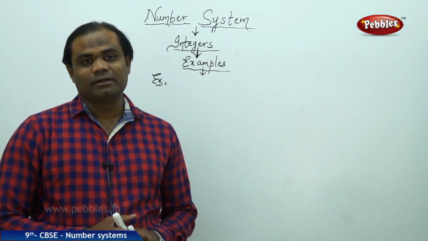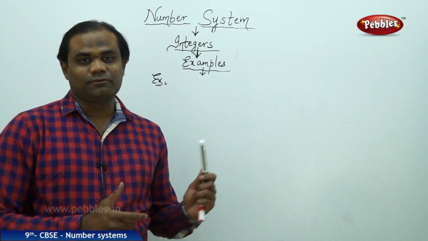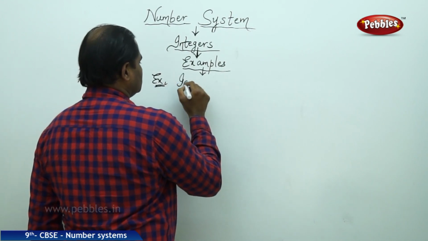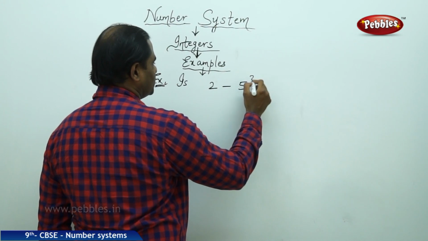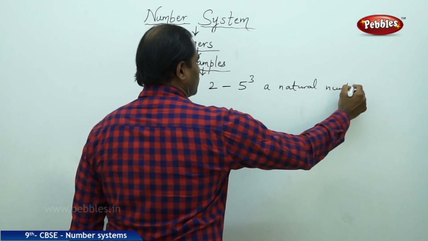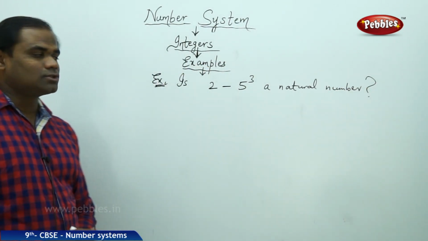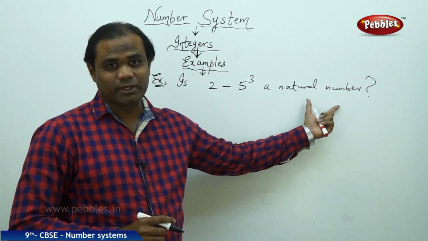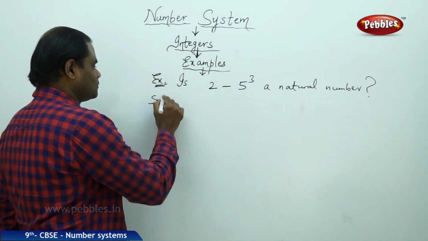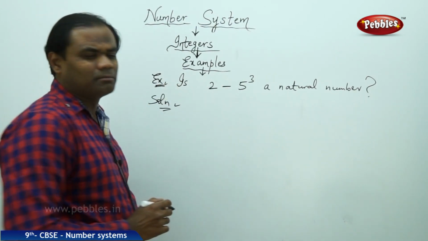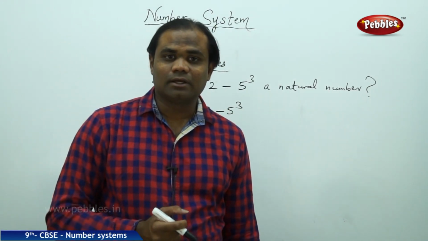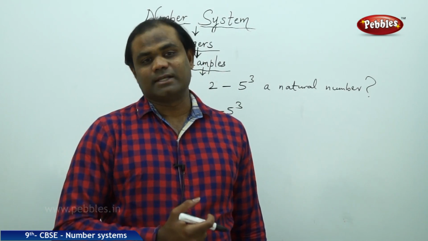Let's try to identify with a different example. For example, I have 2 minus 5 cube. Is it a natural number, or a whole number, or an integer? Let's try to identify the answer for this question using the properties we have learnt. Now, the given problem is 2 minus 5 cube, and I have to justify this number being an N, a W or a Z.